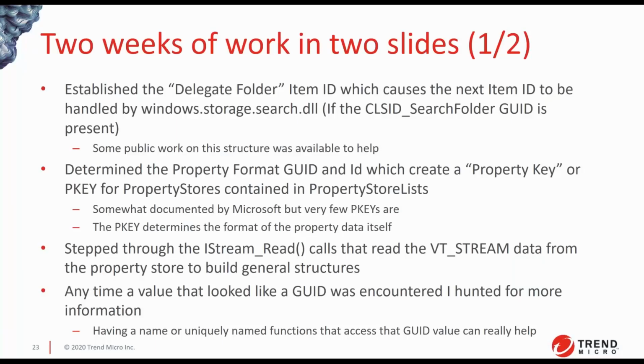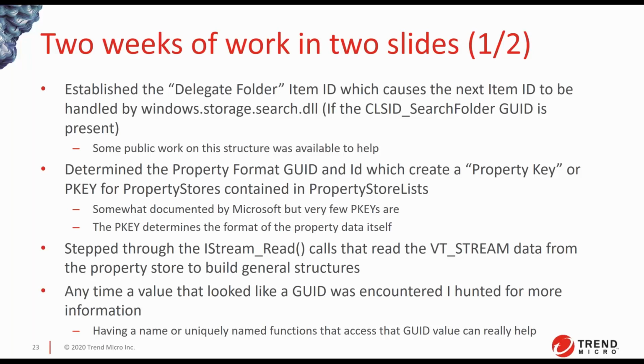So first thing I did was I established that whole delegate folder item ID. That I found basically causes the next item ID in the item ID list to be handled by windows.storage.search.dll, and that's if the GUID that follows our first GUID that we just talked about corresponds to class ID search folder. There was some public work on this structure available to kind of get me started. So again, keep searching for info as you uncover more.